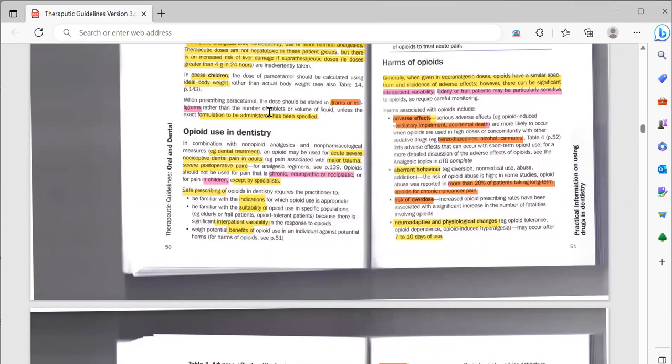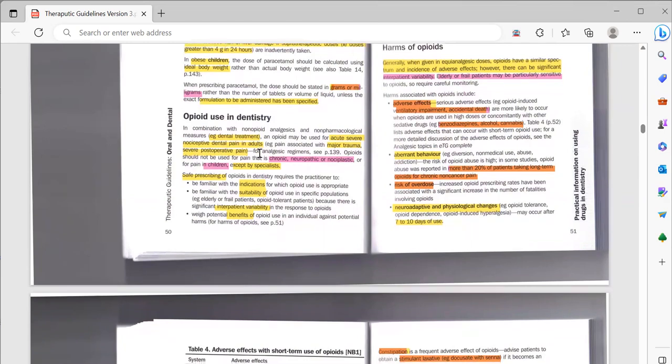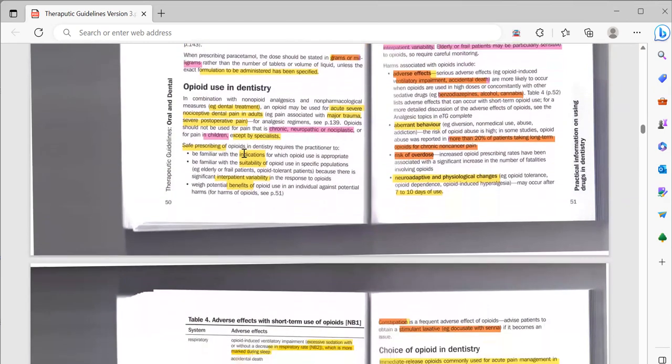From an exam point of view, we very rarely prescribe opiates. I have not seen any scenario where we are prescribing opiates to the patient, because this is for pain associated with major trauma or any severe post-operative pain. So we generally prescribe these medications to those patients.